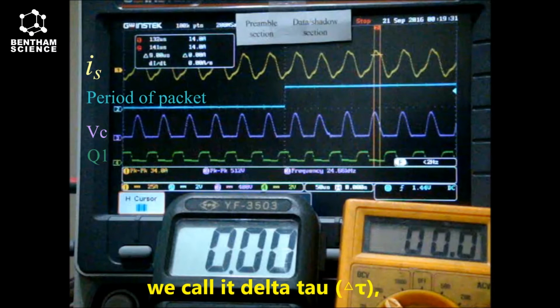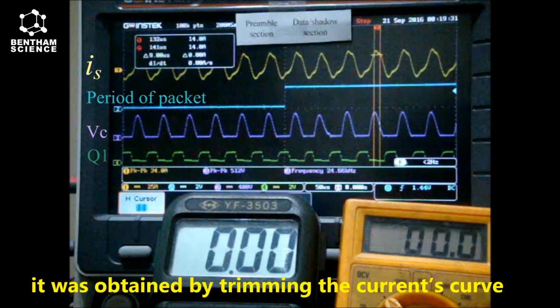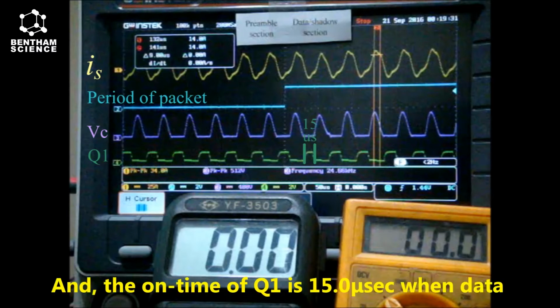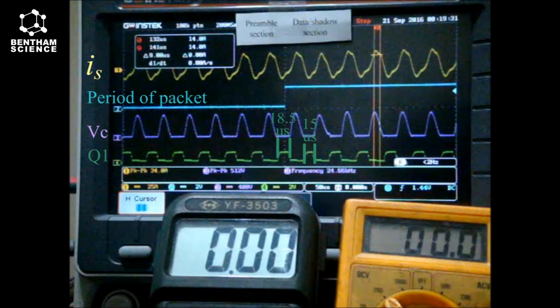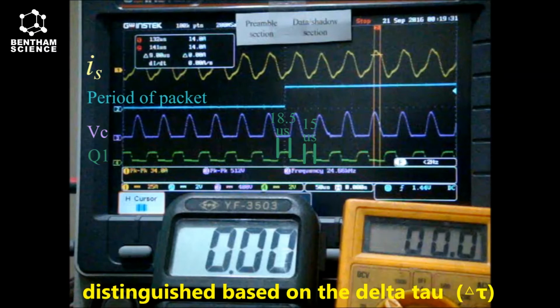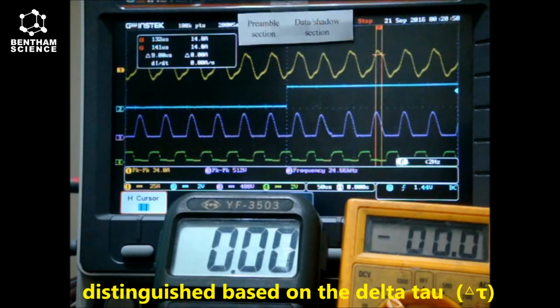We call it delta tau. It was obtained by trimming the current curve. When the data is digit 1, the on time of Q1 is 18.5 microseconds, and the on time of Q1 is 15.0 microseconds when the data is digit 0. Digits 0 and 1 received at the secondary unit are distinguished based on delta tau.